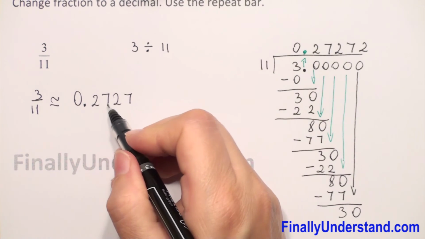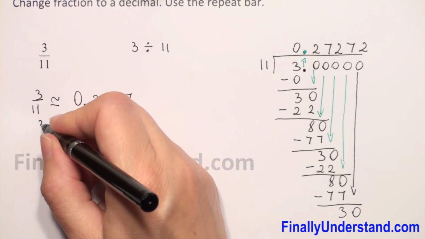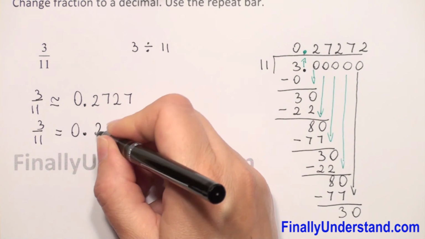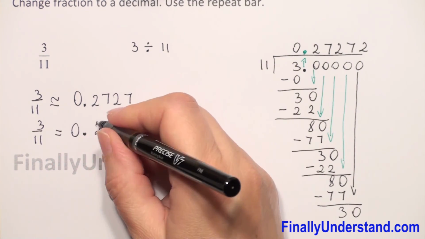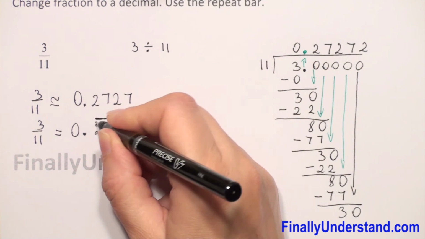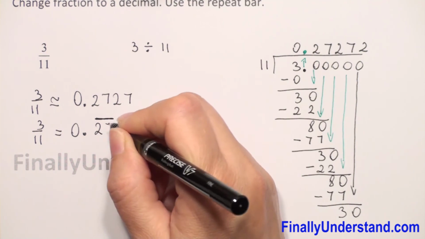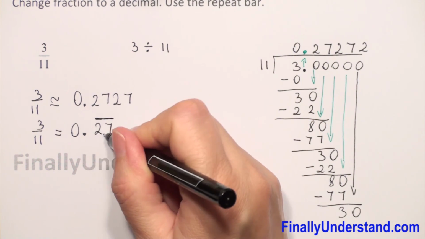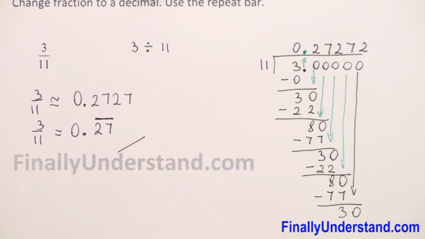So because 27 repeats, we can rewrite that 3 over 11 is equal to 0, decimal point 27 repeating. So we have to put a repeat bar above 27, because this whole number 27 repeats. So we have a repeat bar above 27. This is my solution.